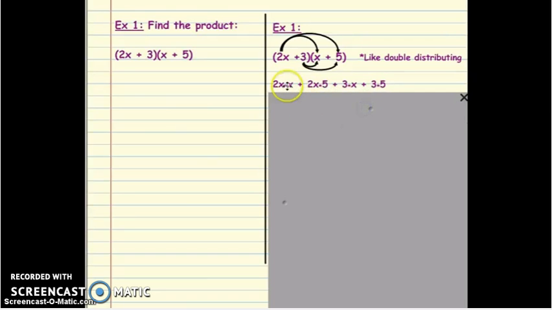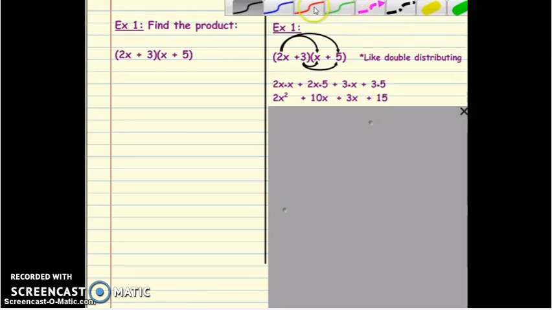So as I write it out, 2x times x is right here. 2x times 5 is right here. Then 3 times x, and 3 times 5. So now when we do the math, 2x times x is going to give us 2x squared. 2x times 5 is 10x. 3 times x is obviously 3x. And 3 times 5 is obviously 15. And we are almost done.